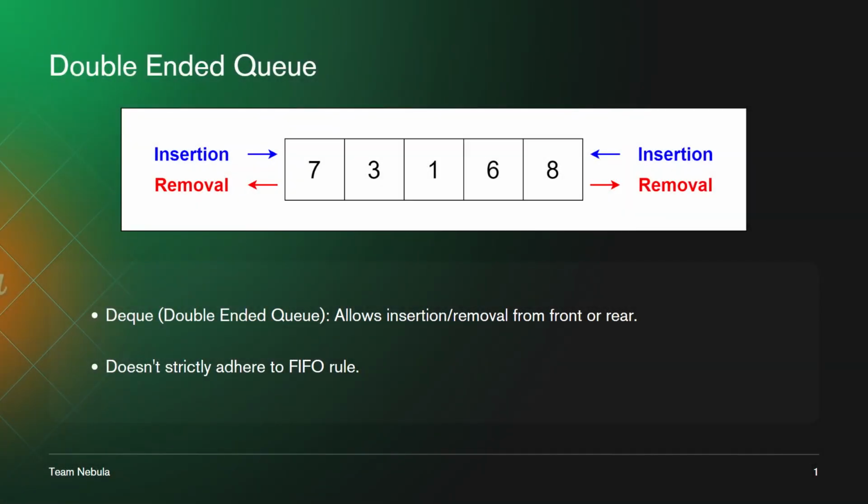Double-ended queue. Deque, or double-ended queue, is a type of queue in which insertion and removal of elements can either be performed from the front or the rear. Thus, it does not follow the rule first in, first out.